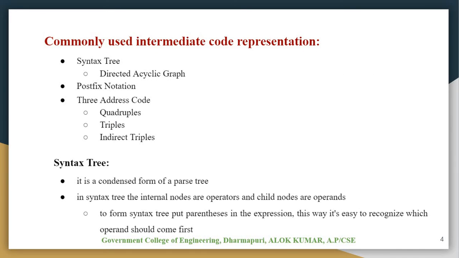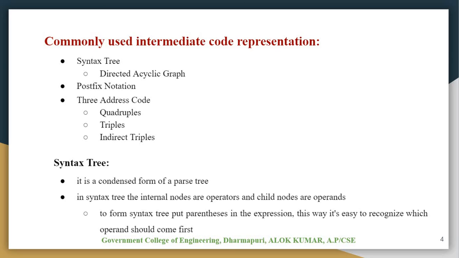Now we will see the commonly used intermediate code representations. First one is syntax tree. Then we will see directed acyclic graph, postfix notation, and three address code, that is quadruples, triples and indirect triples, with the help of examples. Firstly we will see the syntax tree.